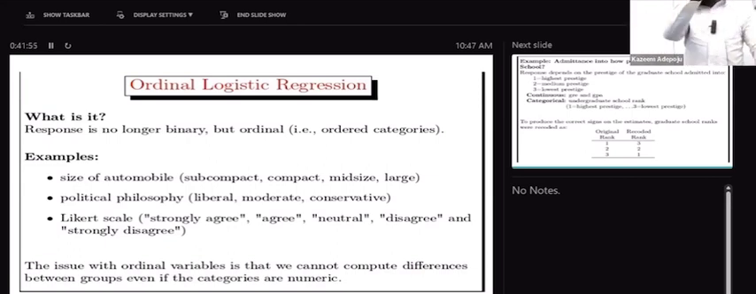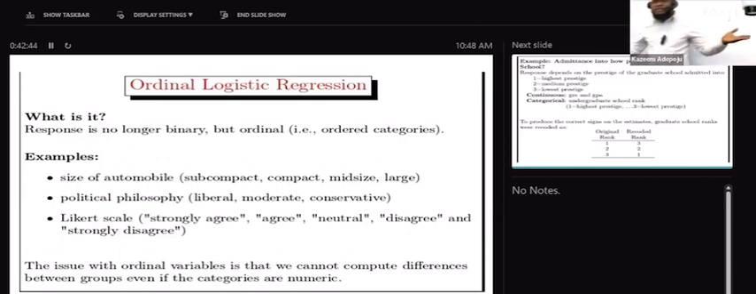What's another example? Political philosophy. Now, I want you to take note of this. Political philosophy is different from political parties. Do you know that? I want to use the United States as a typical example. Political parties, if I talk about Democrat, Republican, Independent, they are not ordered, but they have three levels. Then if I want to fit logistic, that would be multinomial. Does that make sense? Multinomial. But if I want to talk about political philosophy, it is ordinal. Look at that. Liberal, moderate. Maybe liberal is here, moderate is in the middle, and conservative is here.